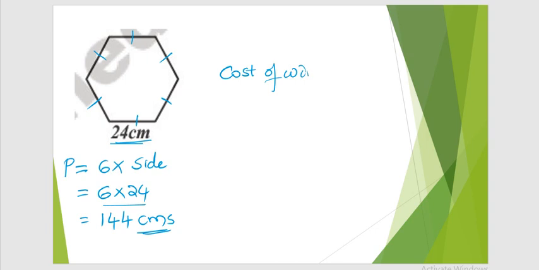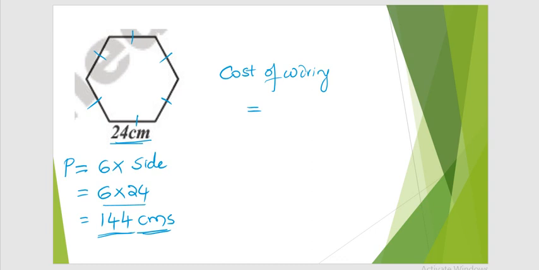So for the previous 3 shapes, what did we get? We got 120 centimeters. So since we have done one problem, automatically we got it for the remaining 2. But here we got 144 centimeters. So is it greater than 120 or less than 120? It is greater than 120. So that means the cost also will increase, right?